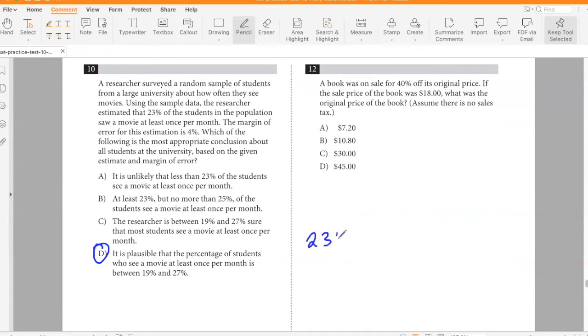Because 23% is what the researcher got with a margin of error of 4%. So minus 4 and plus 4 will give you 19 and 27. So between 19 and 27% of the students are likely to see a movie at least once per month. It's not about the surety of the researcher, right? That percentage does not pertain to his certainty. So D.